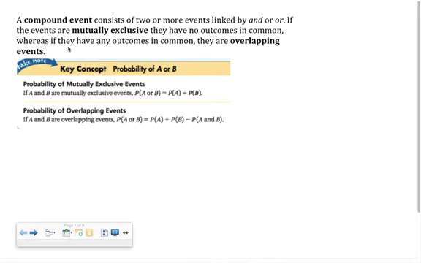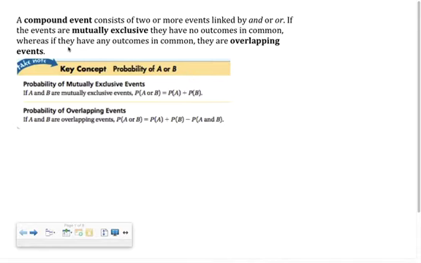Here we are looking at the probability of compound events, and a compound event is just two or more events linked by the word "and" or "or." It's important to make note of whether the events are mutually exclusive or whether they are overlapping. Overlapping does exactly what it sounds like. It means that they have outcomes in common, whereas mutually exclusive means that you can't have both of them happening at the same time.